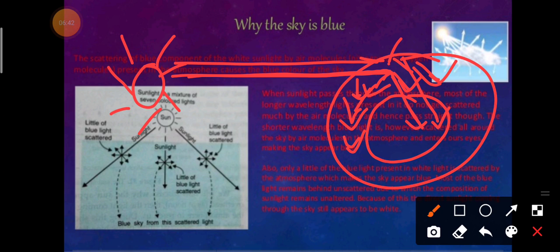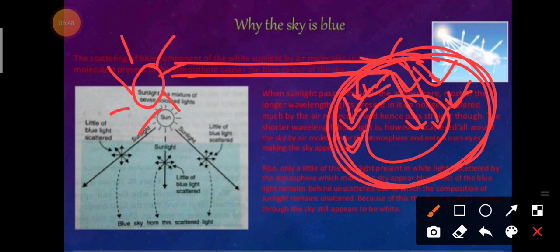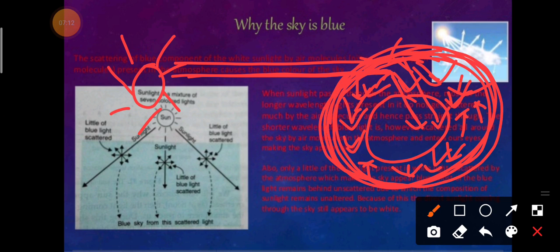So when you see the sky, red or orange is not in this region of the atmosphere, because they are directly reaching the earth. Only violet, indigo, blue is present there in the atmosphere. So if you see the sky, our sky color should be violet, indigo, or blue. So here the question comes: why is the sky not violet, indigo, blue?